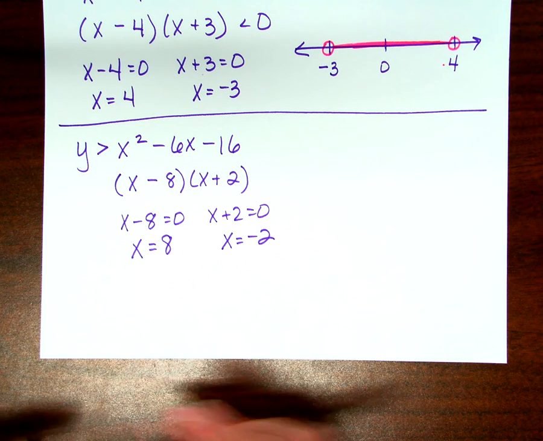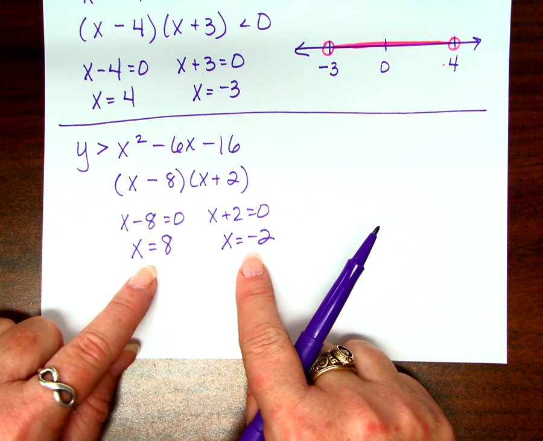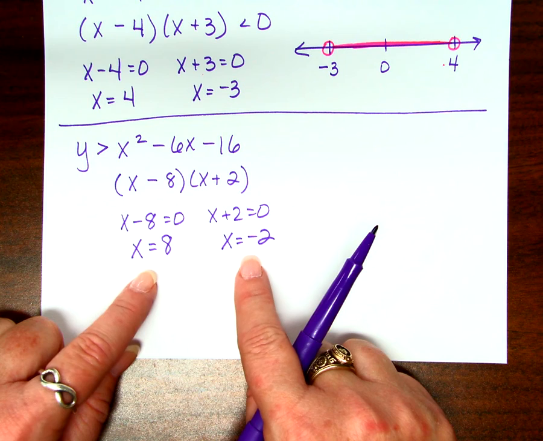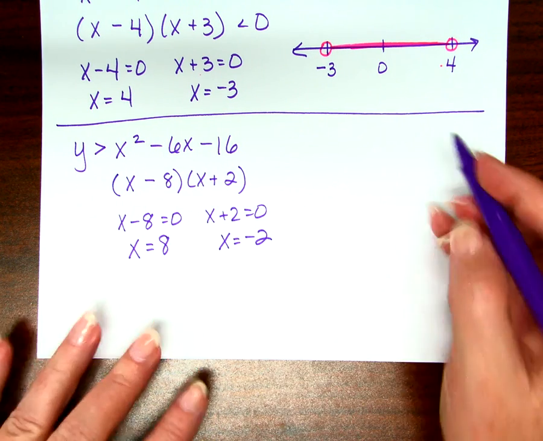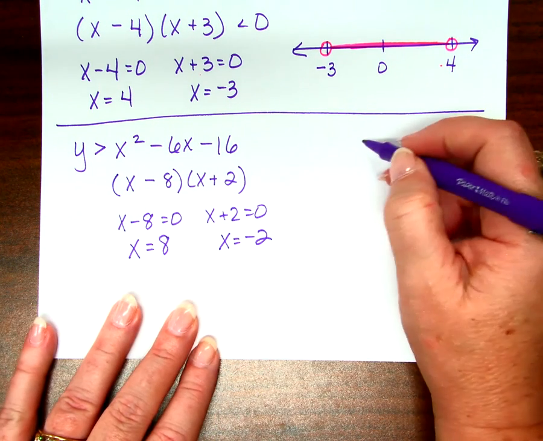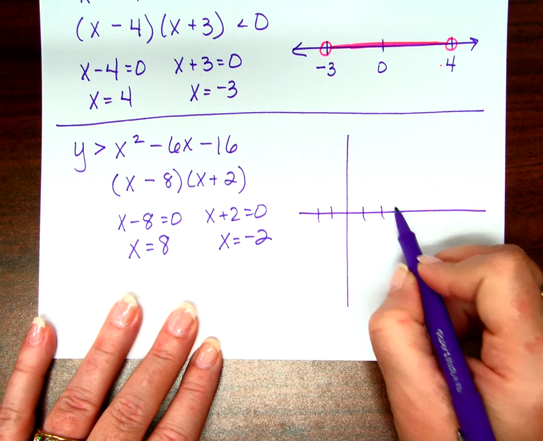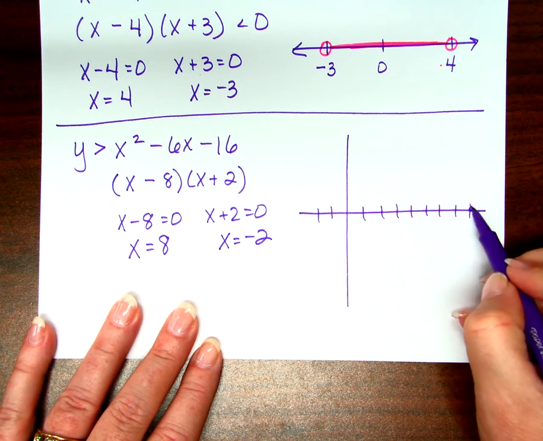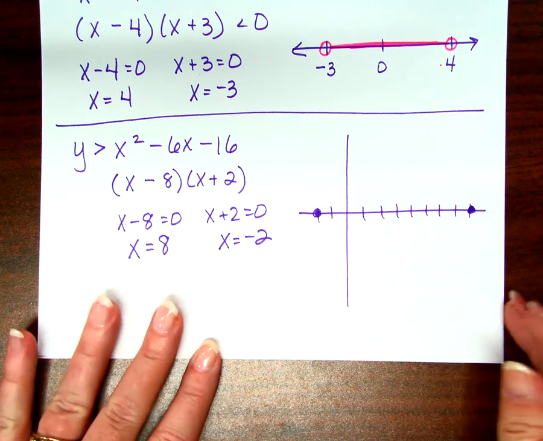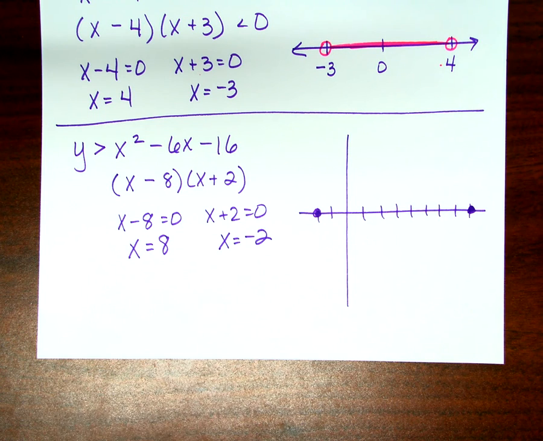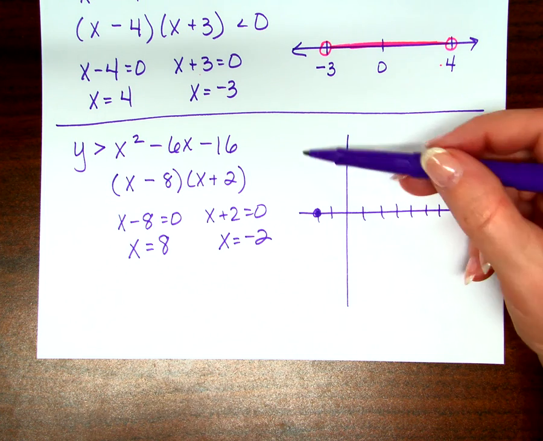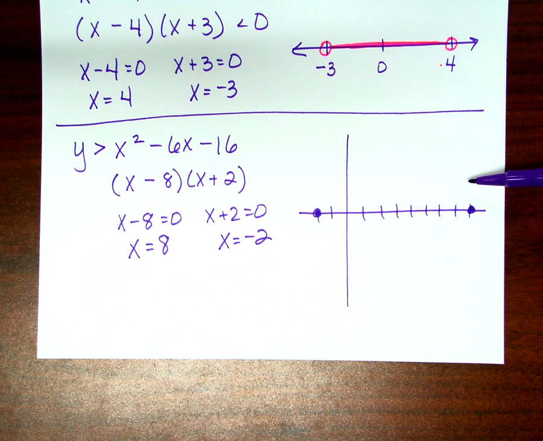Excellent. Now, here's where things change, right? What are these two numbers? X-intercepts. That's exactly right. Okay? So that means that is where my parabola crosses the x-axis, right? Now, when we're doing quadratic inequalities, we got to be real careful where our parabola goes, right? I can't just go whoosh. I really need to know where the vertex is, don't I?